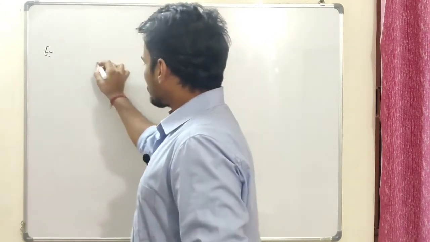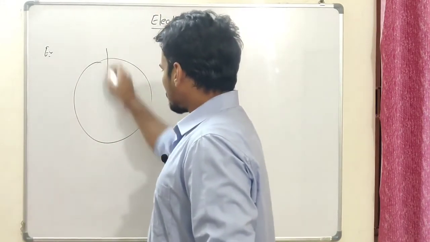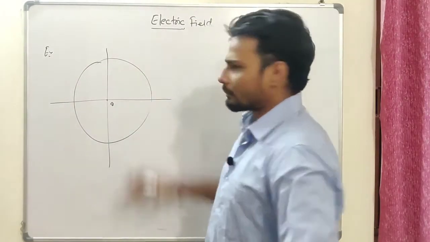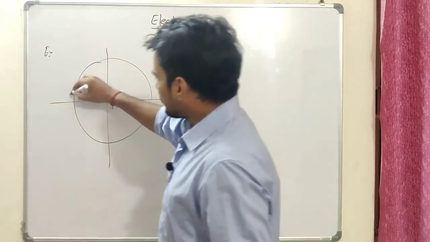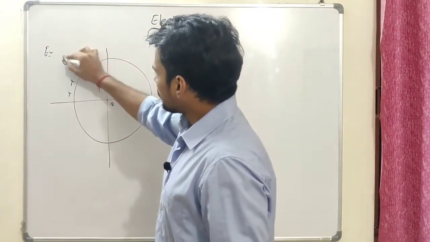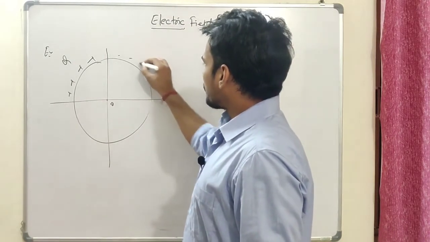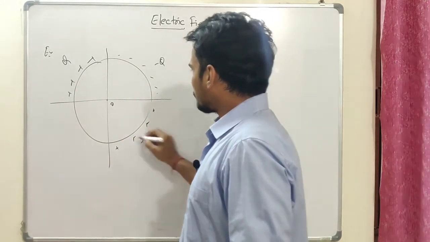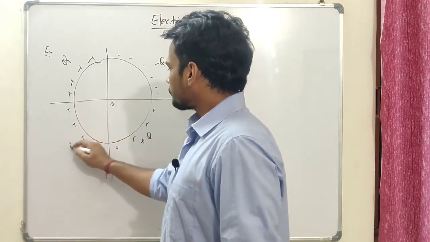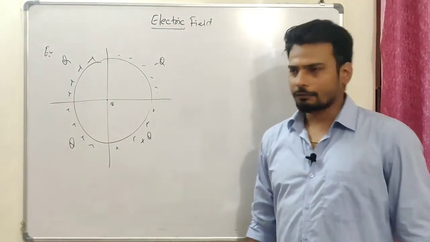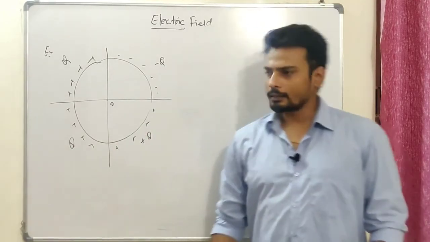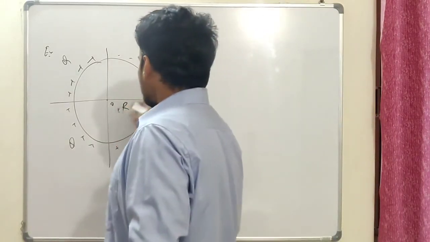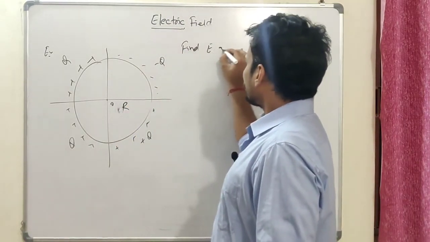Suppose I have a circular ring on which charges are placed at equal coordinates. This is the center of the circle. The diagram might not be that great. Let's say I have a positive charge q over here, a negative charge, say negative q, over here, and positive plus q over here. My question is, find the electric field at the center of this circle. Let the radius of the circle be capital R. The question is, find E at the center O.